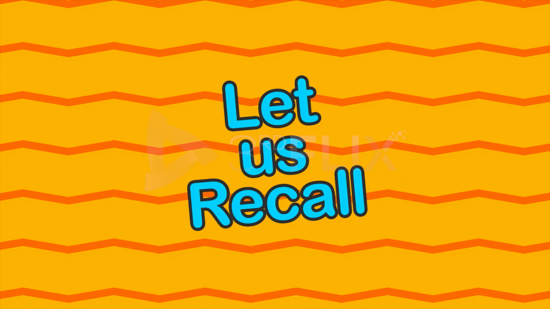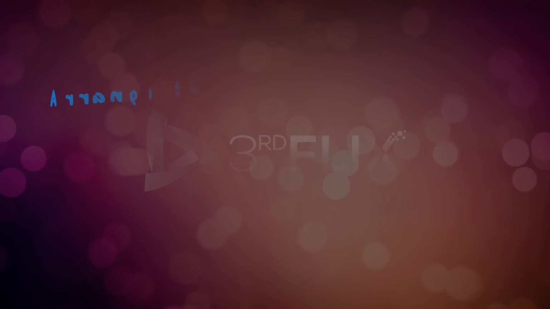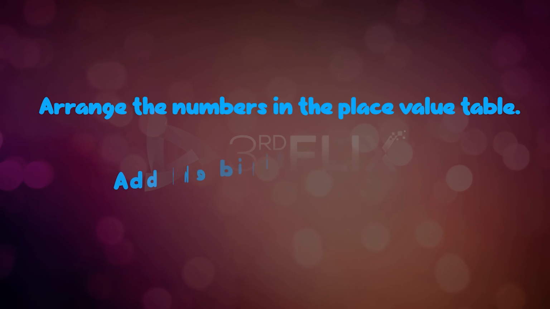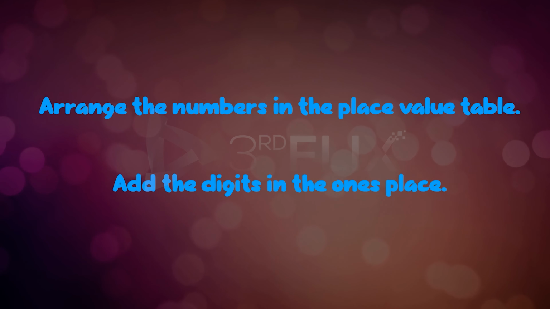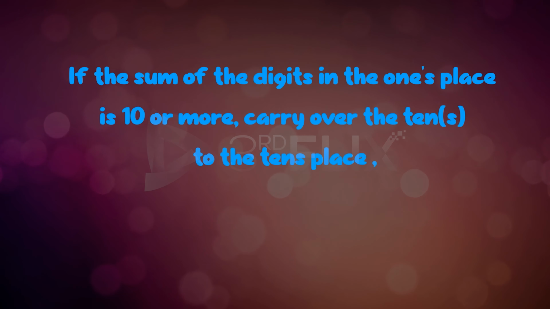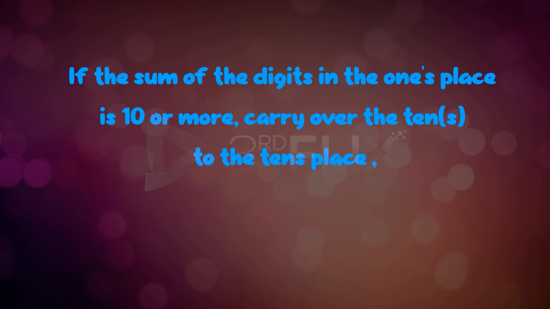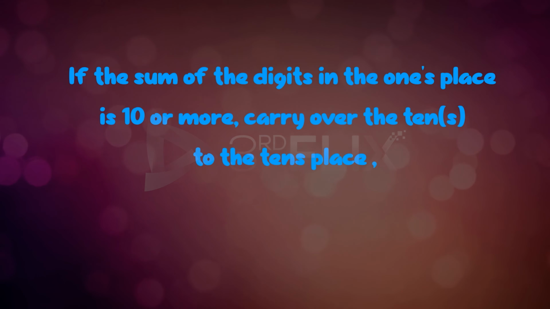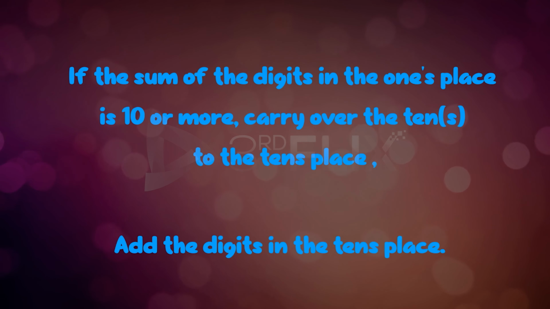Let us recall. Arrange the numbers in the place value table. Add the digits in the ones place. If the sum of the digits in the ones place is 10 or more, carry over the tens to the tens place. Add the digits in the tens place.